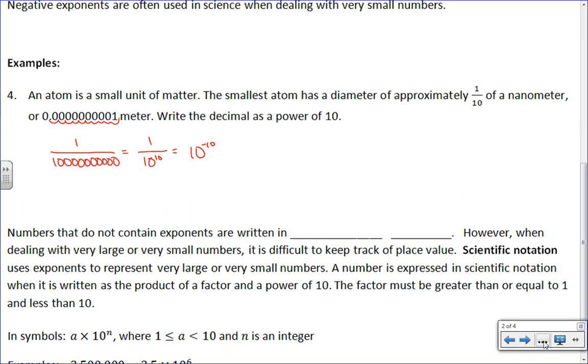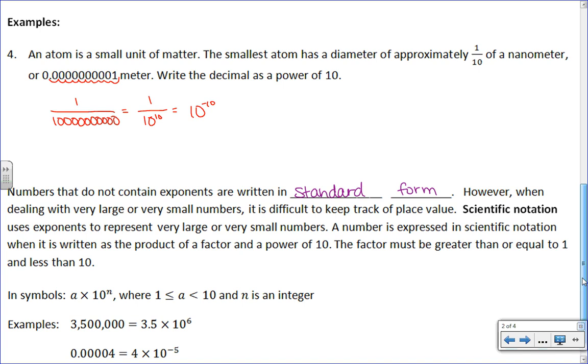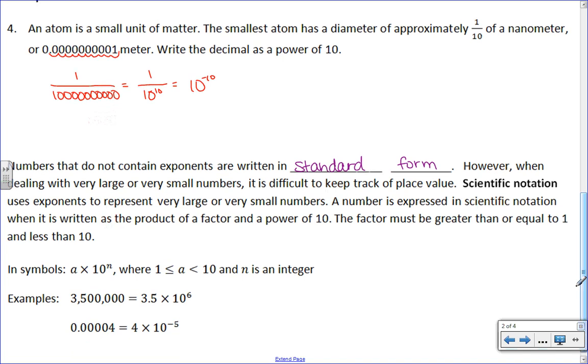Okay. Numbers that do not contain exponents are written in standard form. However, when dealing with very large or very small numbers, it is difficult to keep track of place value. Scientific notation uses exponents to represent very large or very small numbers. A number is expressed in scientific notation when it is written as the product of a factor and a power of 10. The factor must be greater than or equal to 1 and less than 10.